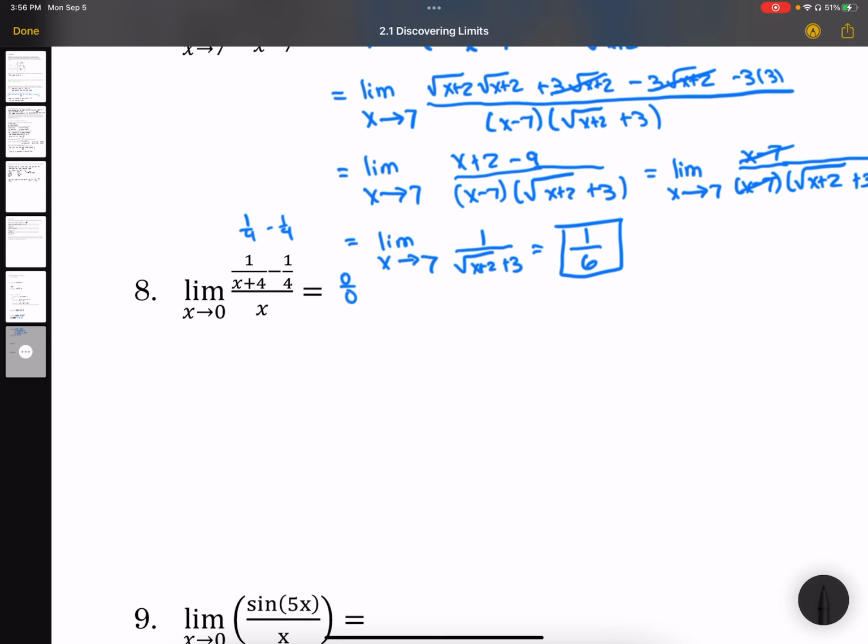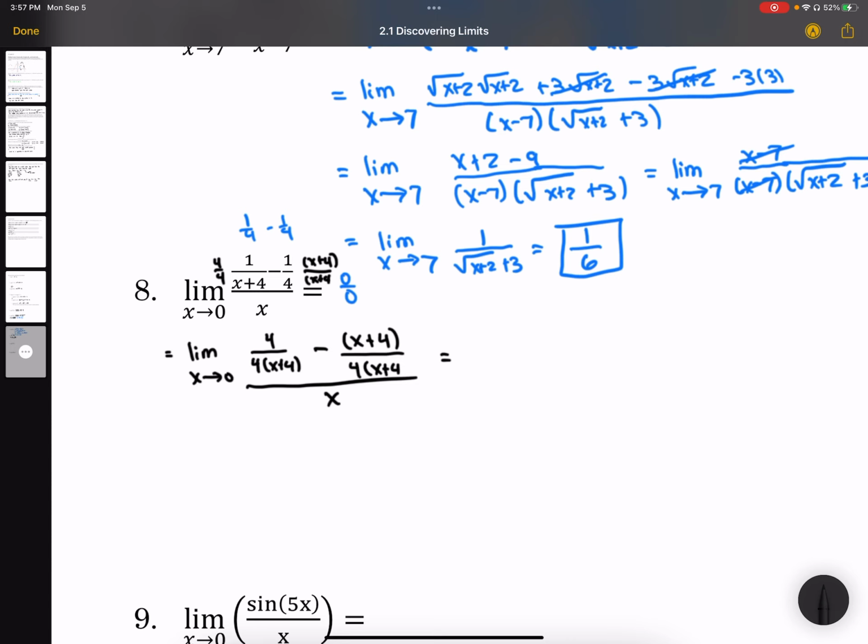So now our technique for this is we want to get a common denominator and see what happens. So we want to say that this equals the limit as x approaches 0. This part of the fraction needs to be multiplied by x plus 4 divided by x plus 4, and this part needs to be multiplied by 4 over 4. That's going to give us 4 over 4 times x plus 4, minus, in parentheses, x plus 4 divided by 4 times x plus 4, and all of this is divided by x.